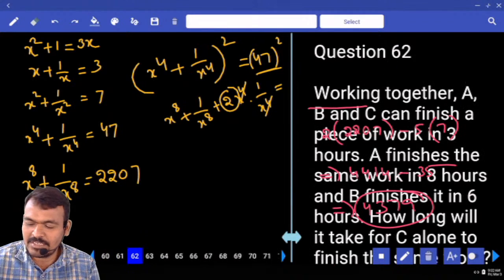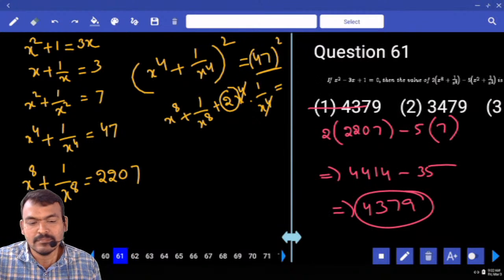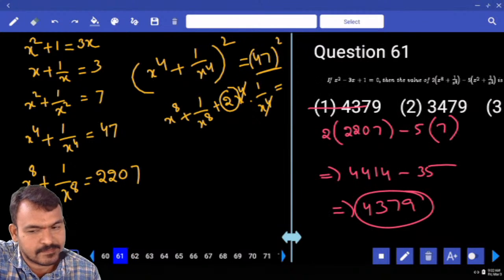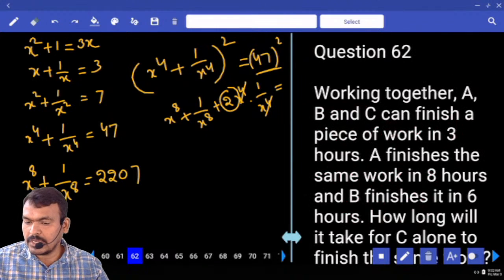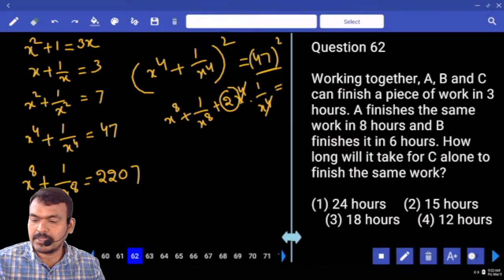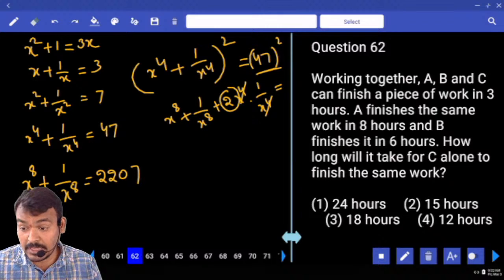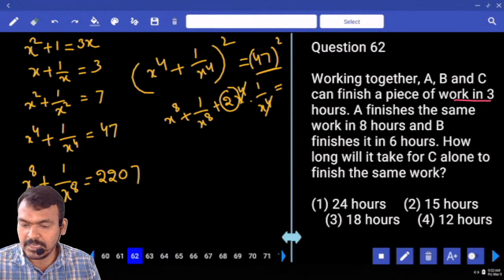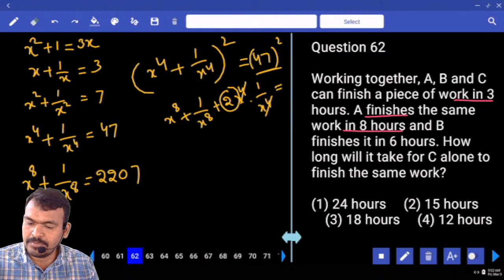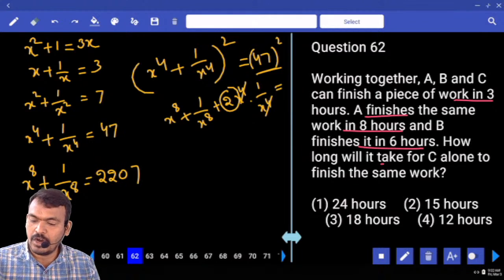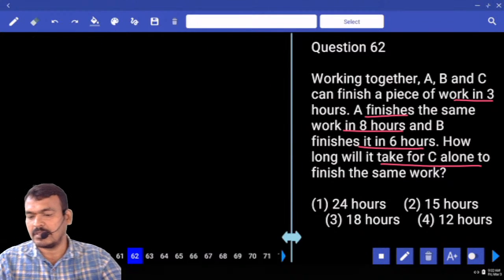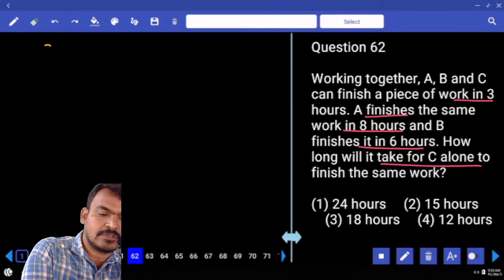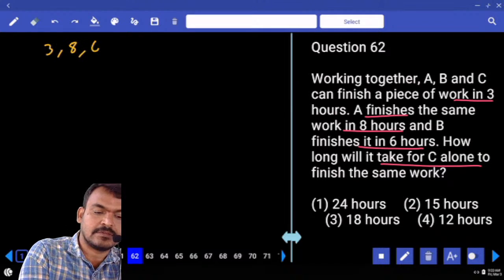Next question number 62. Working together, A, B, C can finish a piece of work in how many hours? 3 hours. A finishes the work in how many hours? 8 hours. B finishes it in 6 hours. How long will C alone take to finish the same work? Same work. What is the LCM of 3, 8, 6?